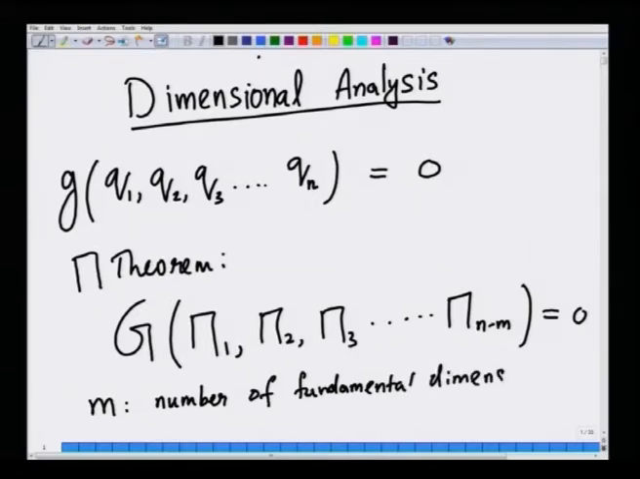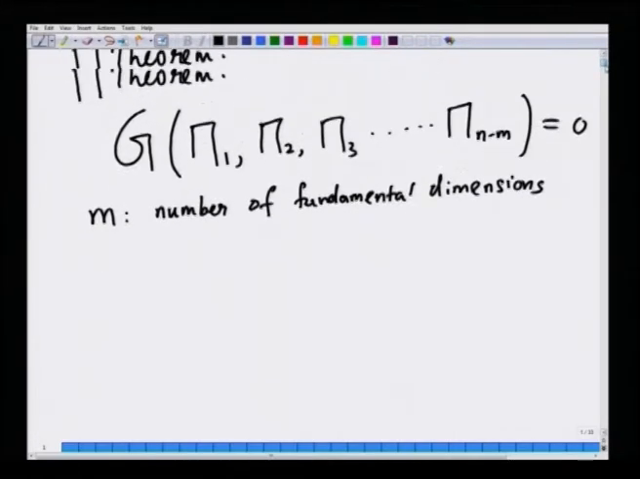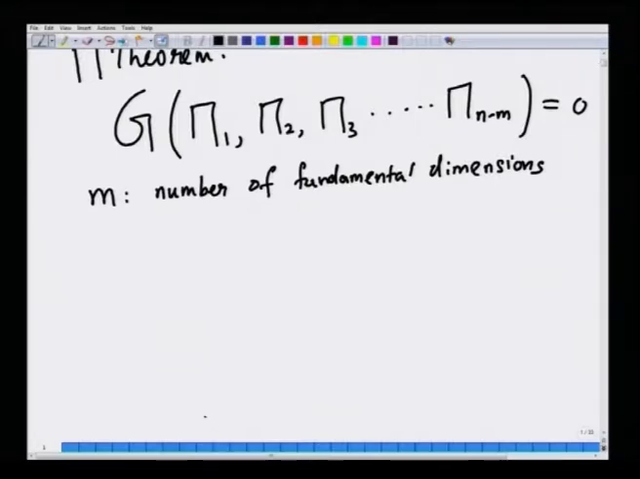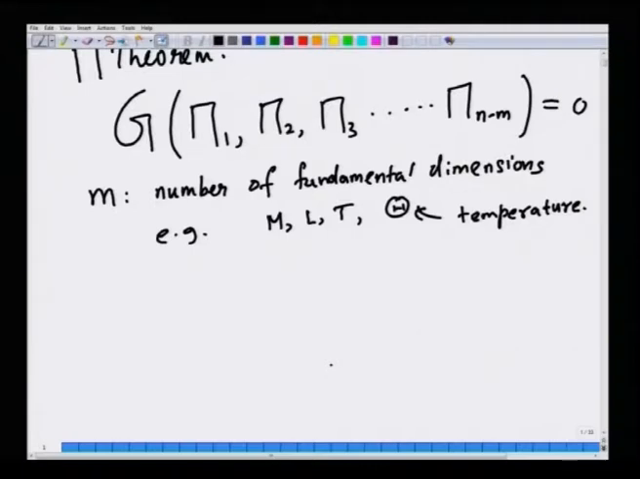So, these could be mass, length and time in most cases, but if you have heat transfer, you could have mass, length, time and temperature as well. So, for example M, L, T, and if you have heat transfer, this is the dimension of temperature. So, the pi theorem essentially guarantees that you can reformulate a relationship between n dimensional variables into a reduced set of variables. These variables are non-dimensional groups, sometimes called pi groups.